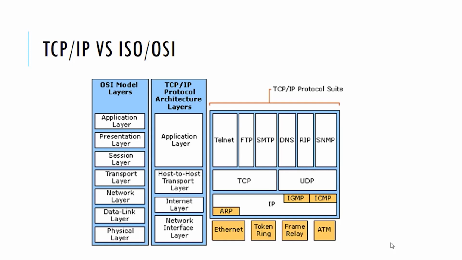The data link and physical layers are mapped here into one layer called the network interface layer, and it is implemented in several protocols in the TCP/IP, such as Ethernet, which is the most commonly used over today's networks, token ring, frame relay networks, and ATM. This is the core of the TCP/IP. This is the main mapping between the ISO OSI model and the TCP/IP protocol.